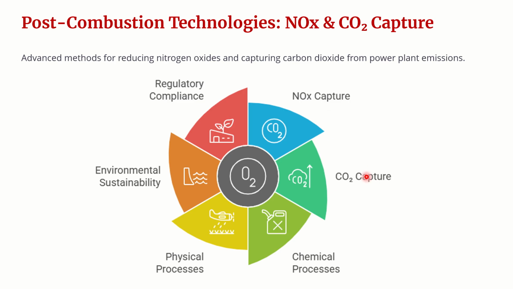And carbon dioxide capture, so this involves amine scrubbing. Flue gas passes through an absorber where carbon dioxide selectively reacts with an amine solvent like monoethanolamine. So the carbon dioxide-rich solvent is then heated in the regenerator to release pure carbon dioxide, which can be compressed for storage or utilization. So this is the most mature post-combustion carbon dioxide capture technology.